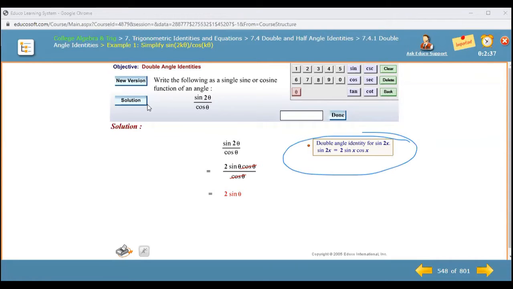All right, let's check another question. Now this one here.